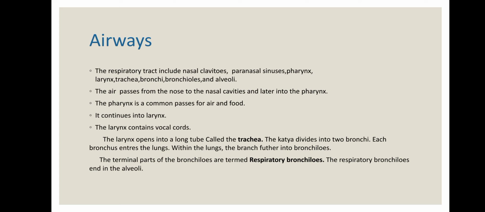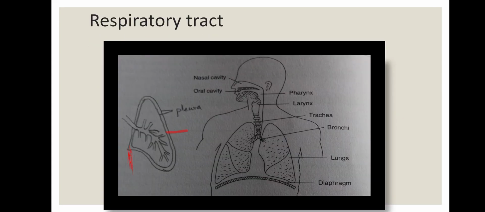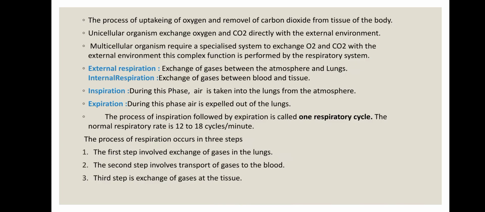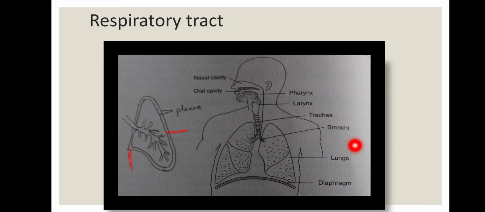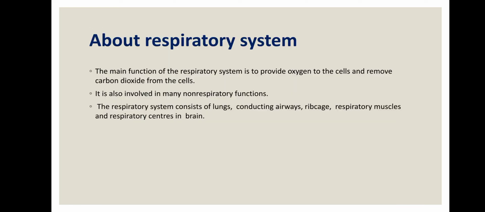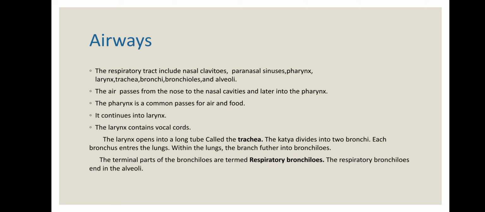So what are the airways in the respiratory system? The respiratory tract includes the nasal cavity, pharyngeal sinus, pharynx, larynx, trachea, bronchi, bronchioles and alveoli. So we can see here pharynx, larynx, trachea, bronchi, nasal cavity, oral cavity. First we can see the nasal cavity and later we will see the pharynx.